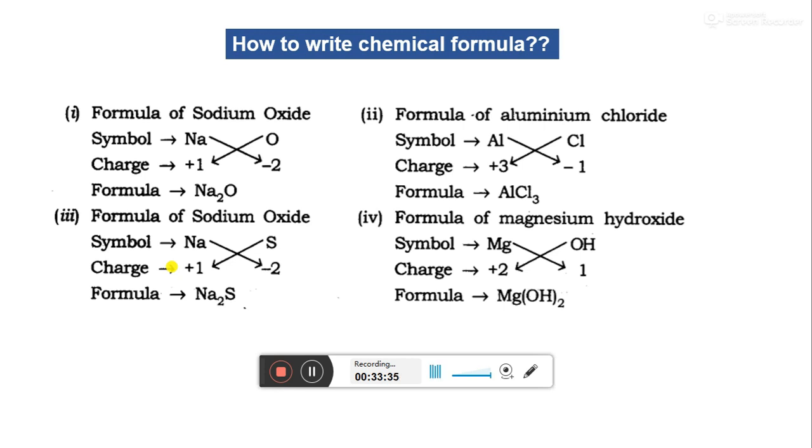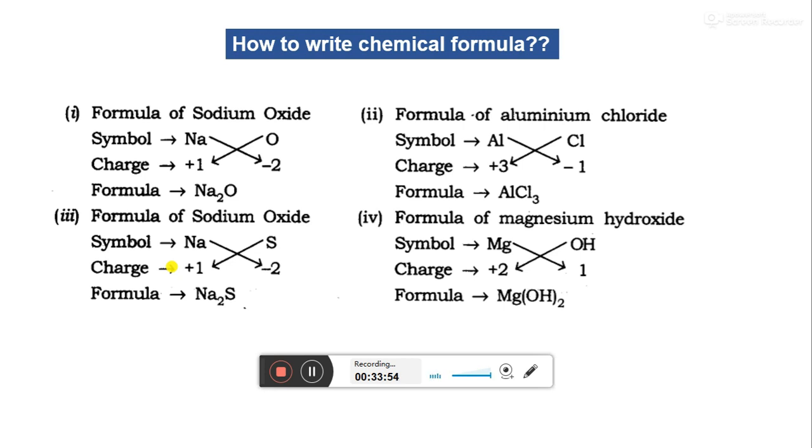Then you have to cross multiply. If you cross multiply, the 2 will go to the sodium and the 1 will go to the oxygen, and the positive and negative signs are not written in the chemical formulas. So it has a formula of Na2O. This is the formula of sodium oxide.